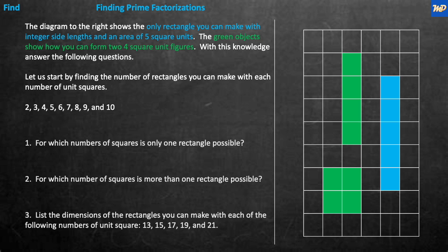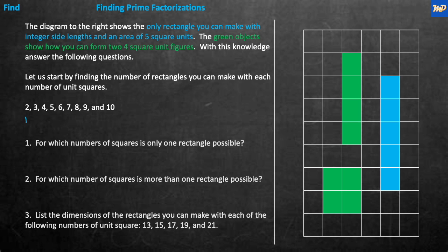So let's start by finding the number of rectangles you can make with each of the numbers of square units that are provided in this list. For this number 2 here, how many rectangles can we make? If we look over here, you have 2 and 1 as the only ones you can. There's nothing else other than 2 and 1. So that would be much like the 5, 1 over here. There's no other way of putting that box other than one stacked on top of another. So in this one, you can only make 1.